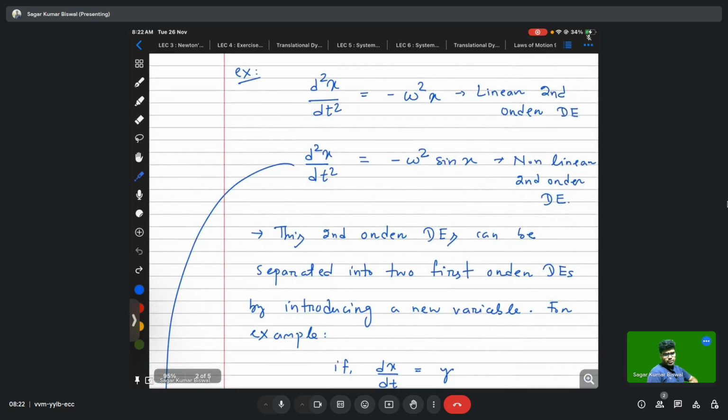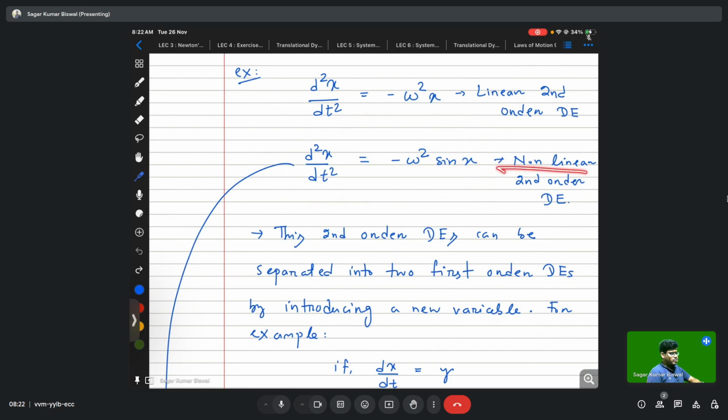And what are some examples that we usually encounter in physics? This first example is the equation of motion of a particle executing SHM, and this is also another example. This is the differential equation of a pendulum, right? A pendulum oscillating around an equilibrium position, right? So this describes the motion of a pendulum.